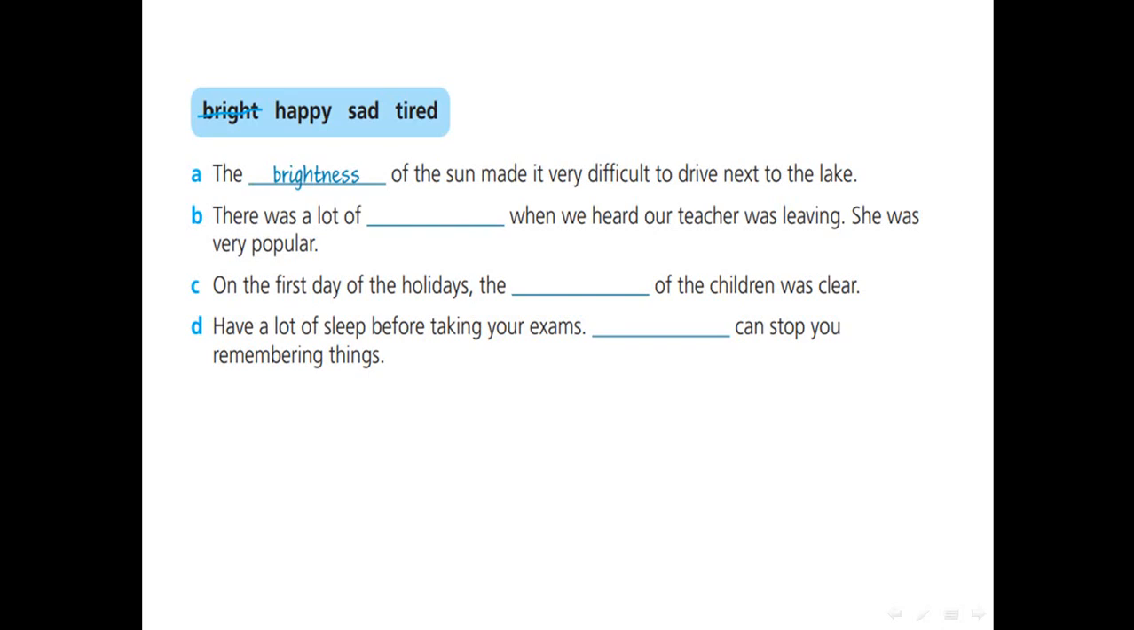Of course, we use the word sad, but it needs to be a noun. The noun of sad is sadness, so it becomes sadness. Number C. On the first day of the holidays, the space of the children was clear. The first day of the holidays, the children were what? Well, they were happy. So what was clear? Their happiness. So again, we used an ESS.